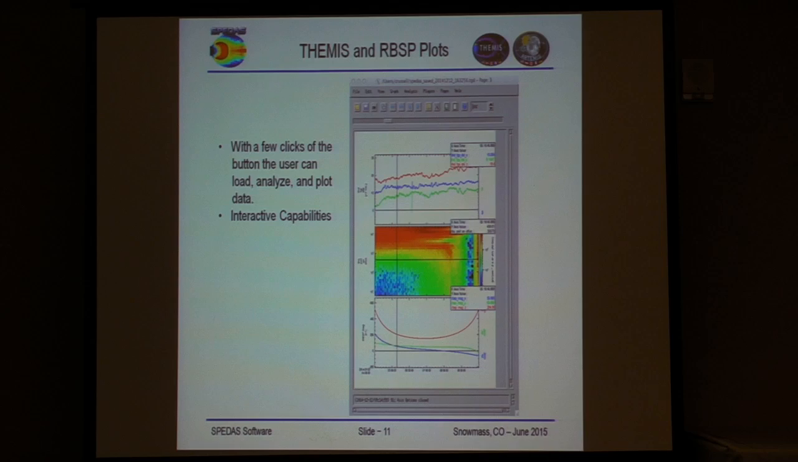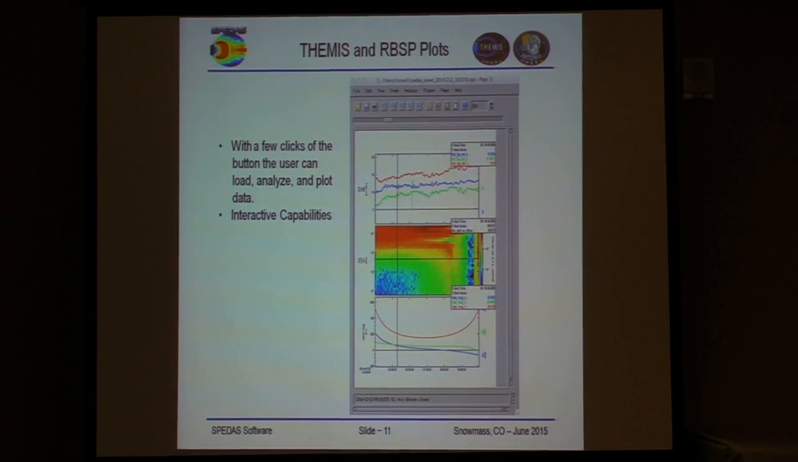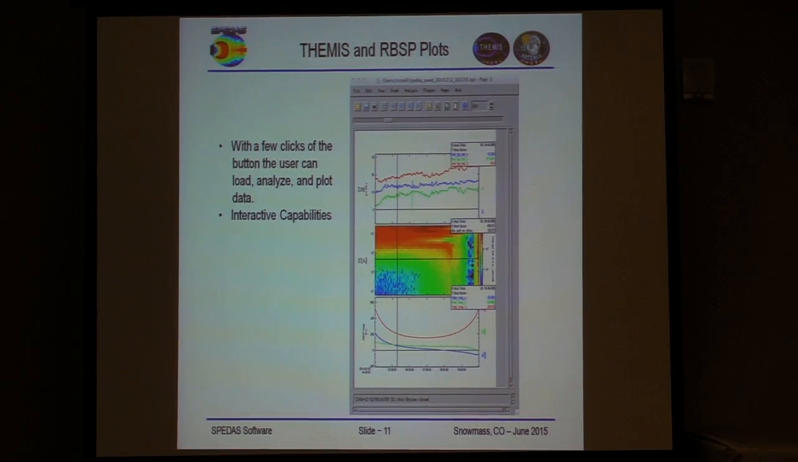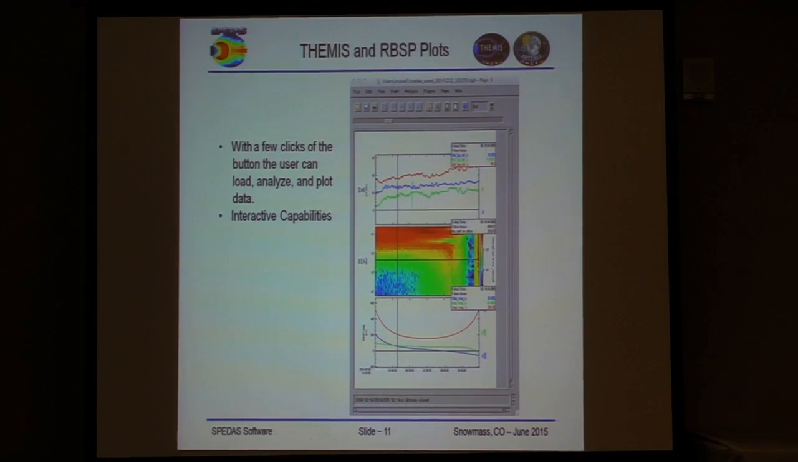And then here we're just showing an example of taking data from two different missions and loading them and then plotting them all on the same timeline. As you can see, we have line plots and spectrogram plots, two of the most common plot types.